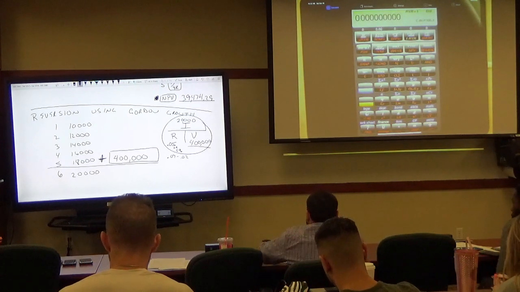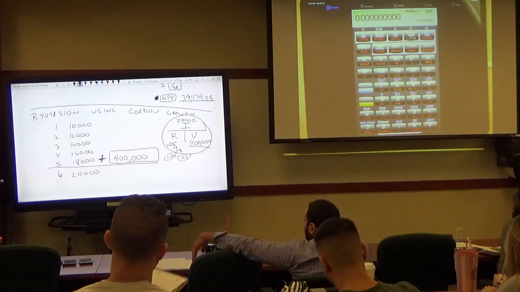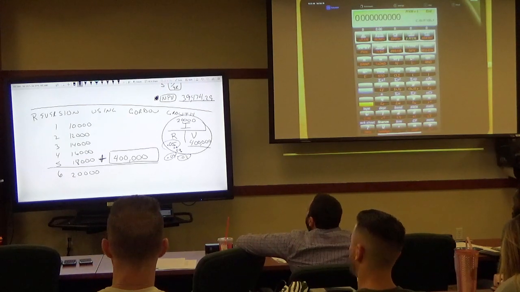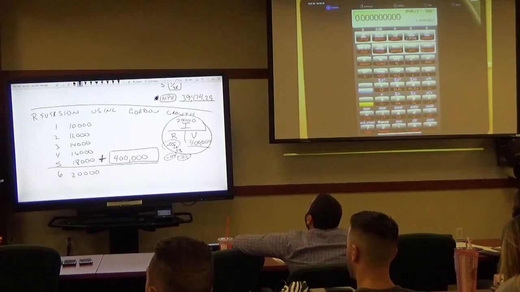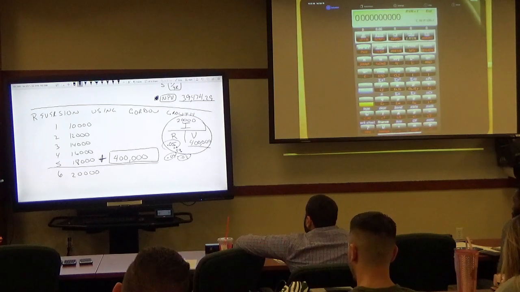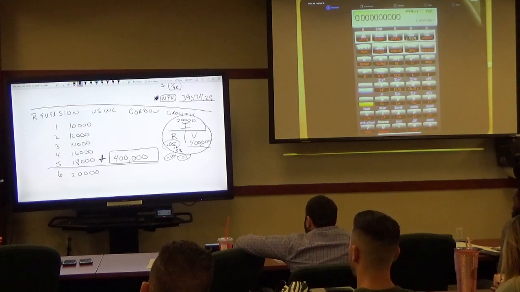Because if I give you the discount rate and I give you the growth rate, then you're going to be able to calculate, obviously, the cap rate to be able to do the calculation. Make sense? All right. Moving forward.